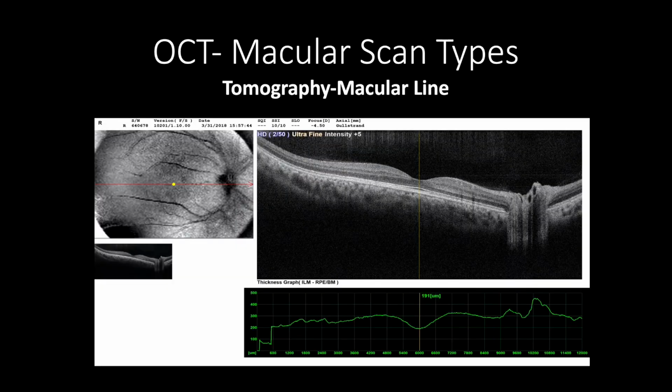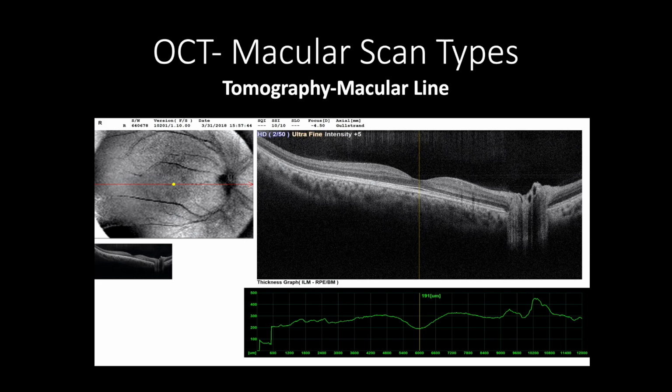Line scan shows one cross-section OCT scan. This line can be moved and changed in size and axis depending on the examiner's desire. It is helpful to do a cross-sectional OCT to study a specific retinal lesion. Some software allows crossing lines to study the desired retinal lesion in vertical and horizontal planes.